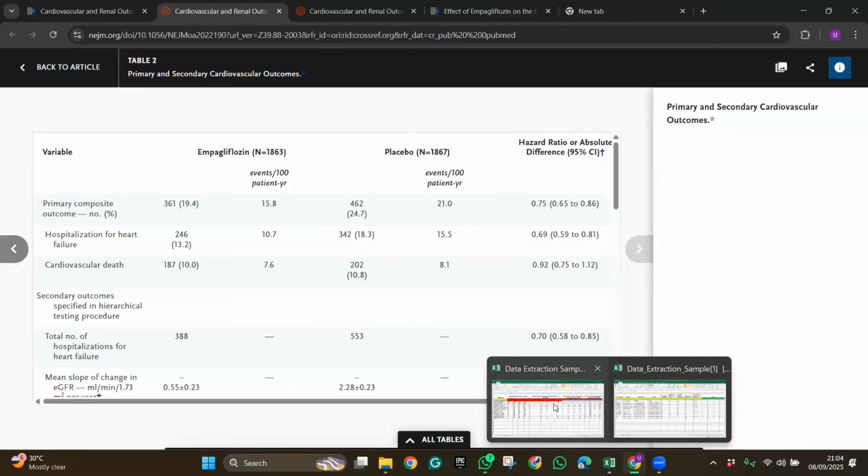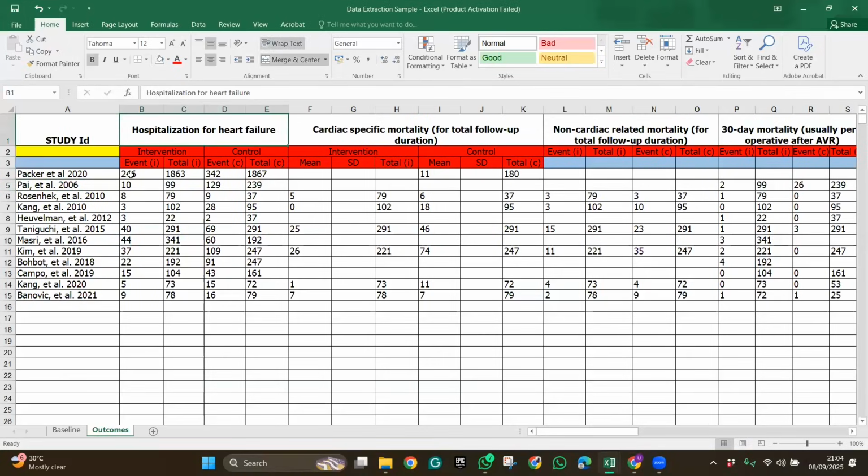What you're going to do is that you have already written this outcome, right? You have entered the data for the first study. For the second study, let's say 36 patients out of the total 80 patients in the intervention group presented with this outcome, right? And in the control group, let's say 50 out of 100 patients presented with this outcome. Okay. In this way, you're going to keep adding the data for hospitalization for heart failure for all the studies in which it is being reported.